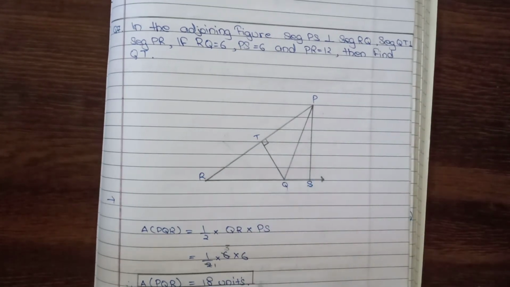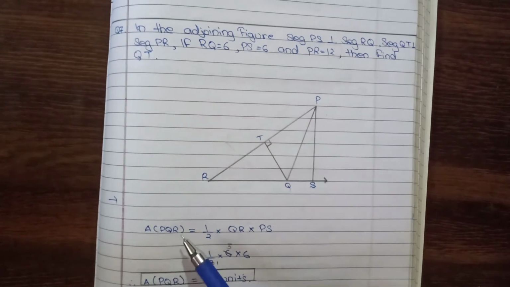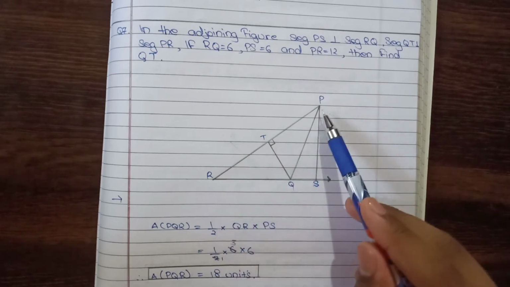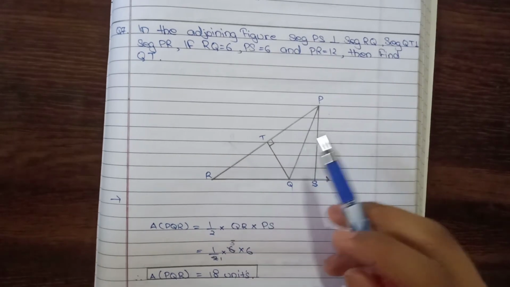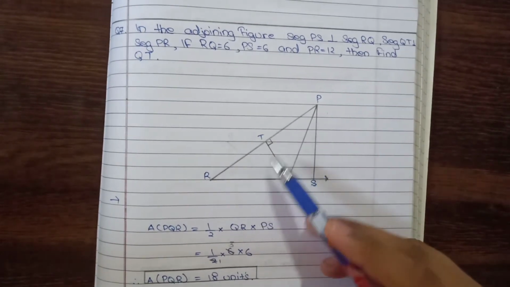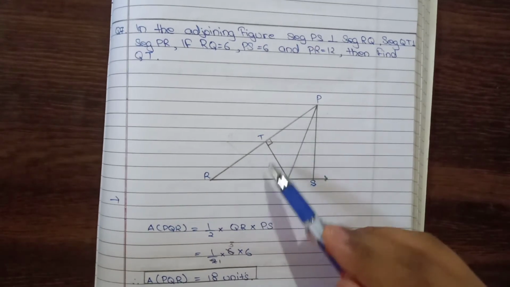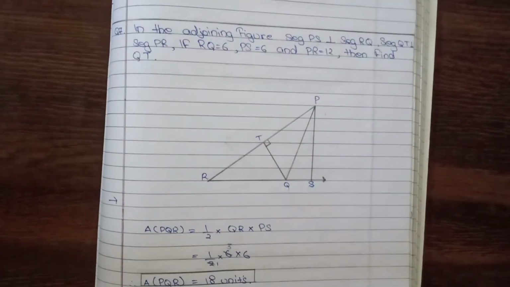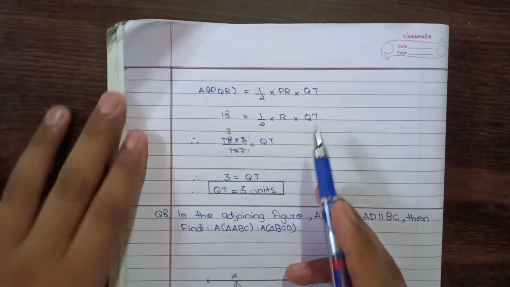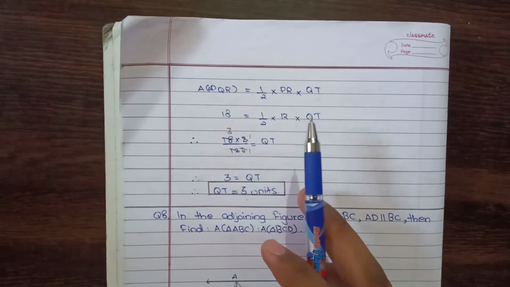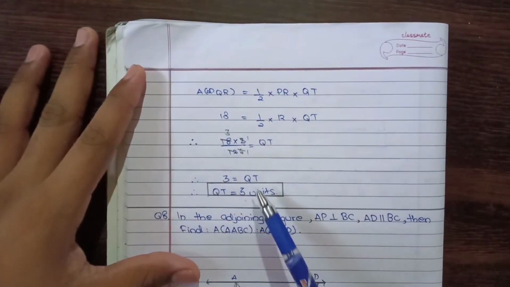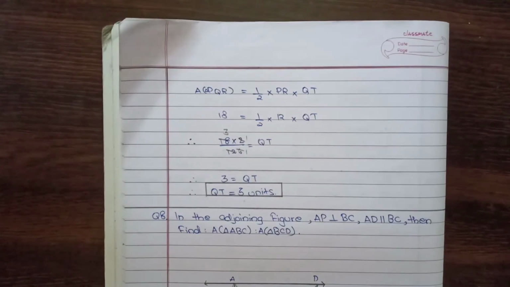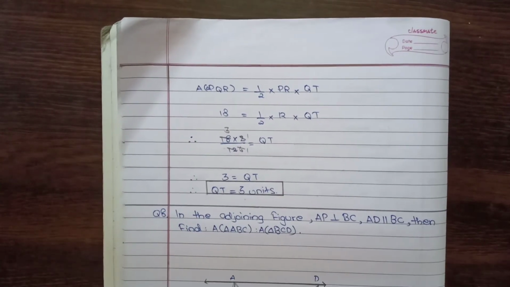So what we'll do here is first find the area of triangle PQR. We'll apply the formula that area of triangle equals half into base into height, which comes to 18 units. Now again we'll apply the same formula in the original triangle, and we'll get the answer QT equal to 3 units. So by this procedure we can get our answer.